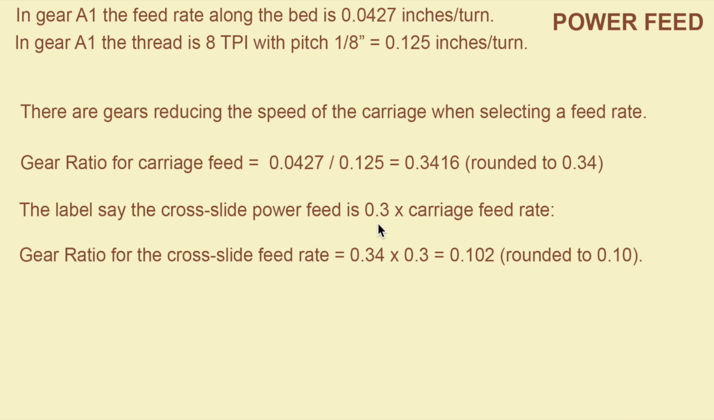And we just saw the label. It said that the cross-slide feed rate is 0.3 times that, so 0.34 times 0.3 is 0.102, which I round to 0.1. So those are the two gear ratios that we need to describe power feed. In RideTheGearTrain, one of the options is to choose a power feed rate instead of a thread.